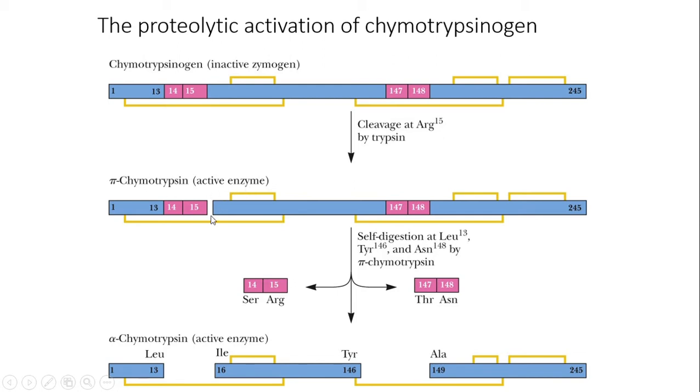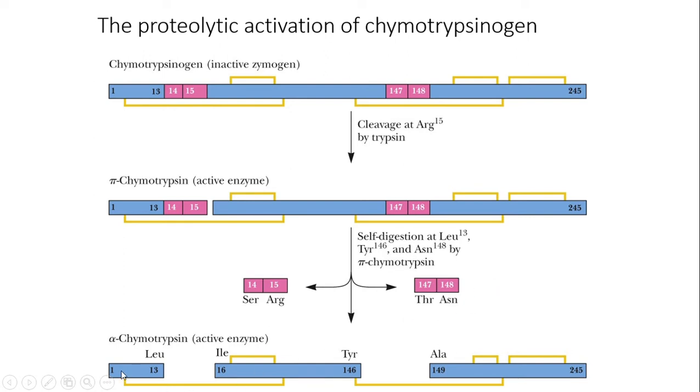Now, once that cleavage occurs at Arg 15, we have an active enzyme, and it's called alpha chymotrypsin. This enzyme acts on other alpha chymotrypsin enzymes. So, in a sense, it's a self-digestion, and we have a cleavage at Leu 13, tyrosine 146 and asparagine 148. So then we have the release of a Ser-Arg dipeptide and a threonine-asparagine dipeptide as well.